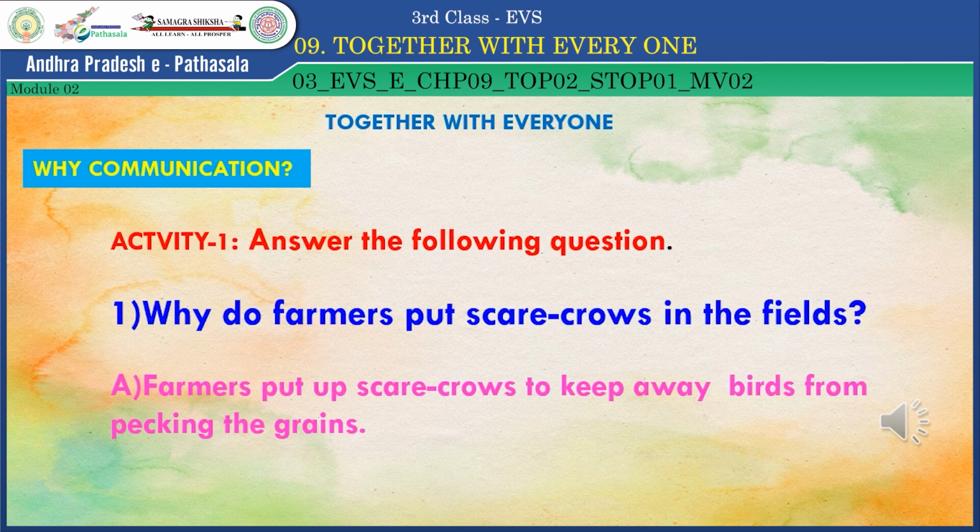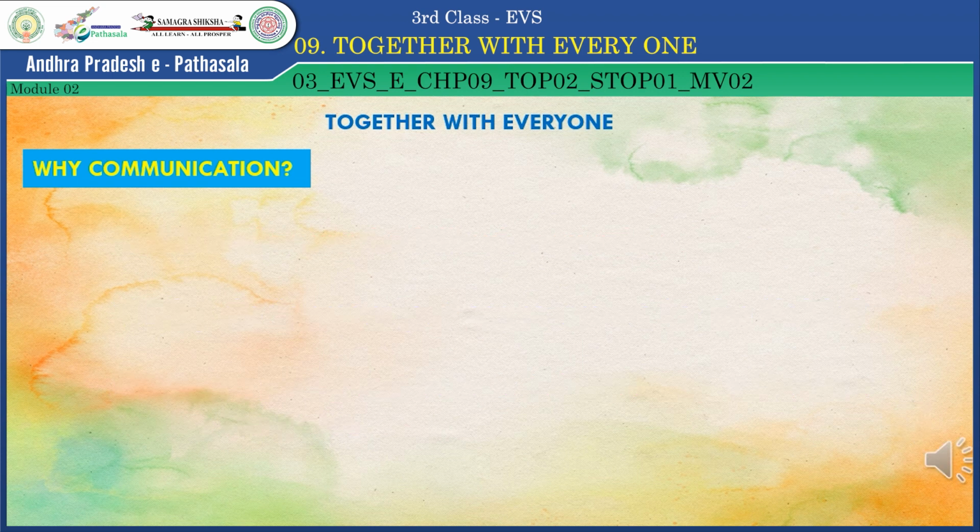Children, activity 1. Answer the following question. Why do farmers put scarecrows in the fields? Wow, children, you got the answer. Farmers put up scarecrows to keep away birds from pecking the grains. Children, move to the next activity.